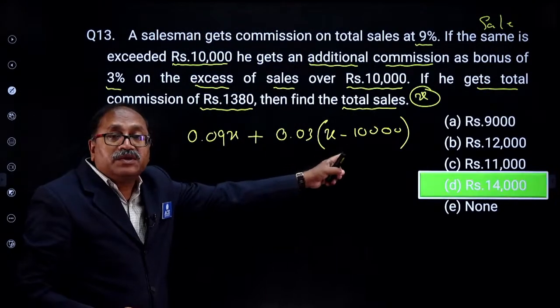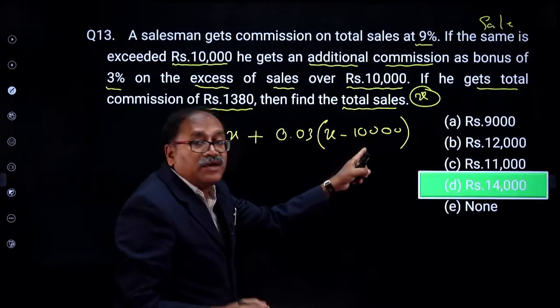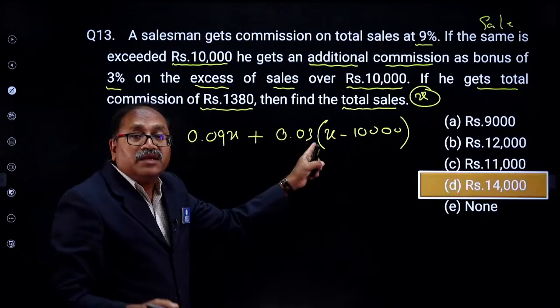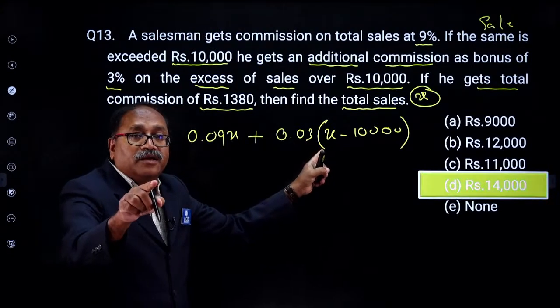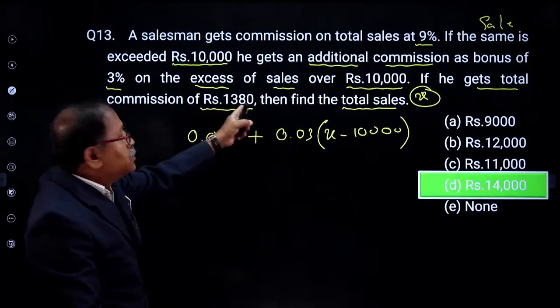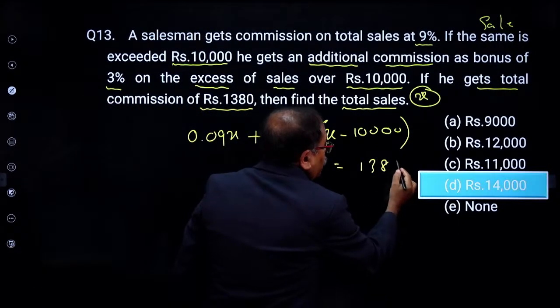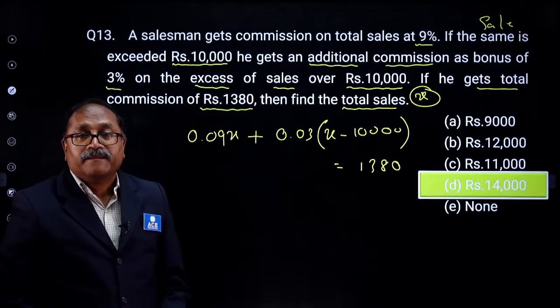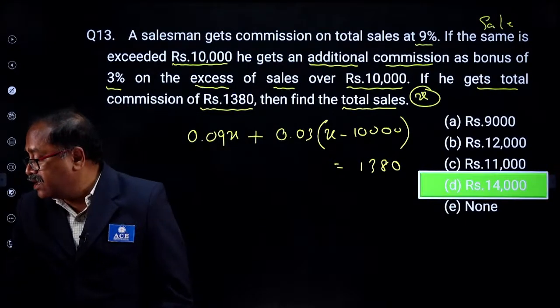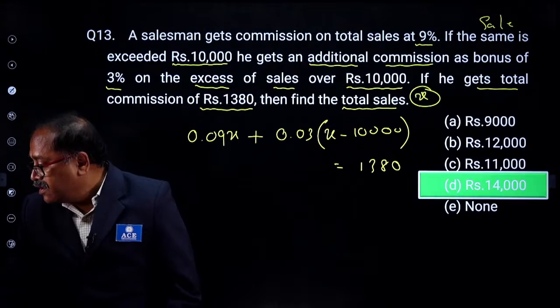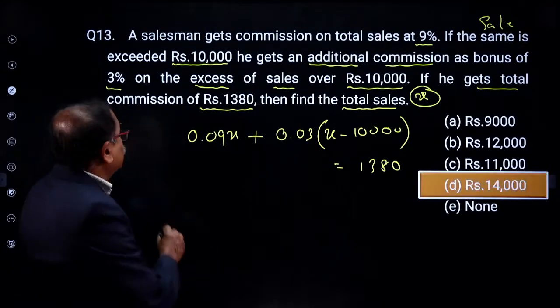Did you understand this part? Over 10,000, whatever excess sales are there, gets 3% on that. And that total is 1380. This is equal to 1380. My friends, understanding it, I really appreciate Appal Naidu sir who answered the question correctly.